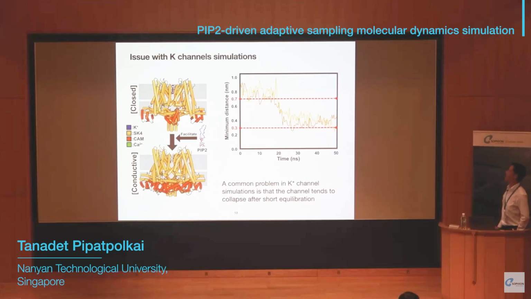So the main problem with potassium channels that we had when we do simulation work is that they tend to collapse if they are not fully stably open. So you have a structure with an open state, you run a very short simulation, and it will collapse to close. And then you can't really do ion permeation or any other study with it, and it becomes a problem. So how can we get the open state to be stabilized?